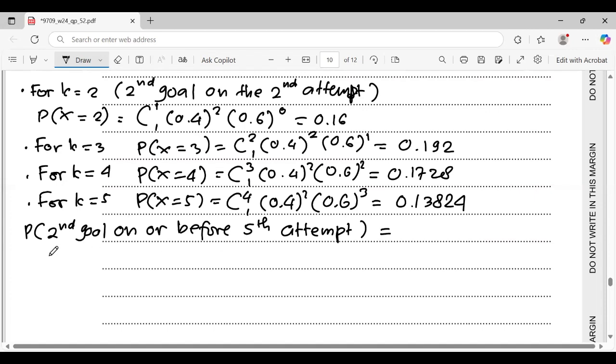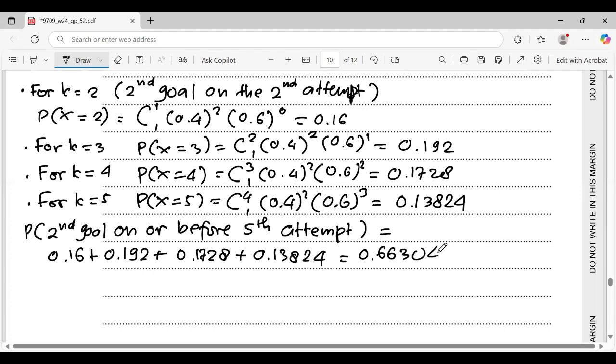What am I saying here? 0.16 plus 0.192, 0.1728, 0.13824, and the result is 0.66304 or 0.663. So, next question.